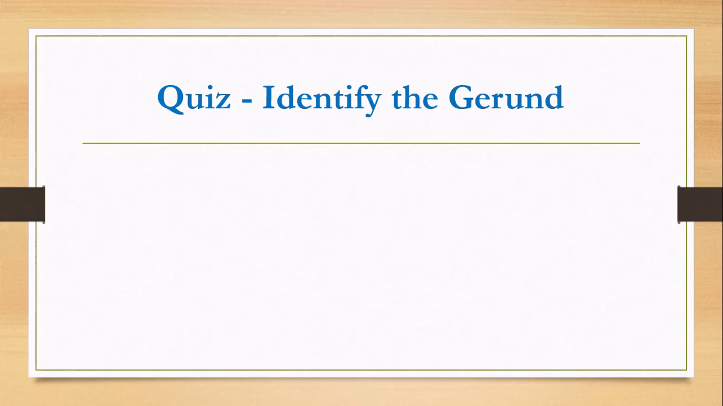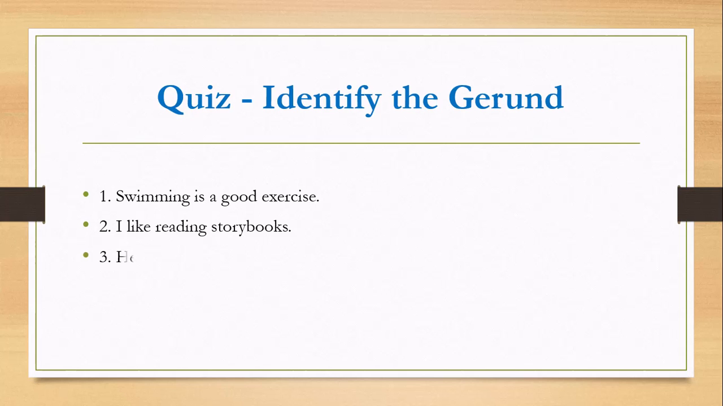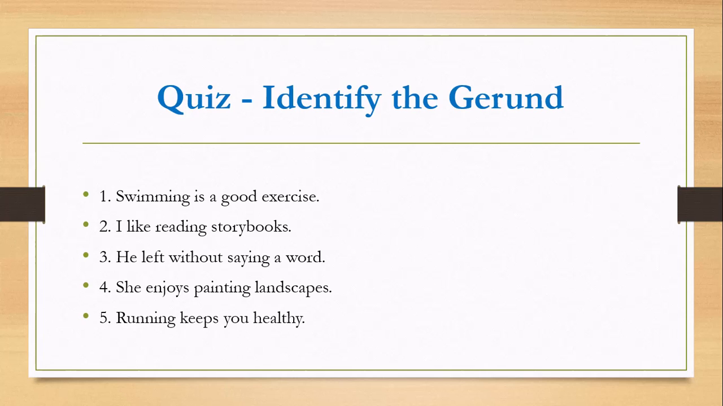Now here is given one quiz. Identify the gerund. See, first sentence: swimming is a good exercise. Very easy it is. You can easily solve. Then, I like reading storybook. He left without saying a word. She enjoys painting landscape. And running keeps you healthy. Now you have 30 seconds. In this 30 seconds, you just be ready with your answers.